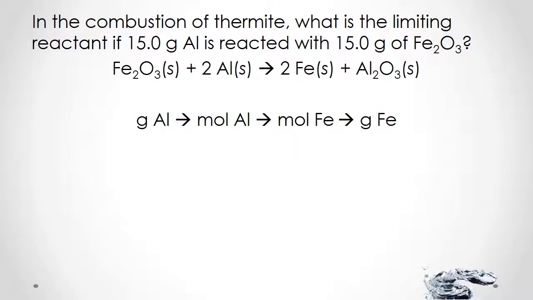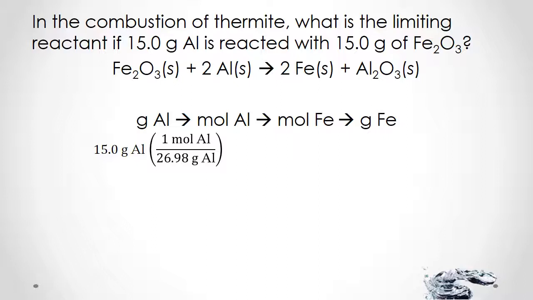We'll start with the grams of aluminum, convert that to moles of aluminum using the molar mass of aluminum, then use stoichiometry to convert from moles of aluminum to moles of iron, and then convert from moles of iron to grams of iron to figure out the amount of iron that we're going to make. So when we do that, the 15.0 grams of aluminum we'll divide by the 26.98 grams multiplied by 1 mole of aluminum, and it's going to get me into moles of aluminum.